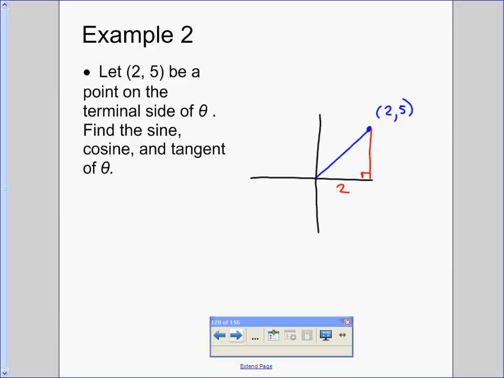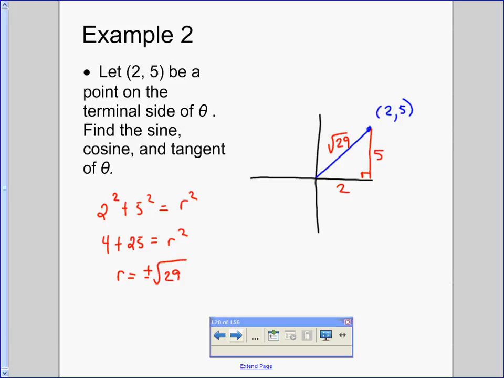And our x value is 2, our y value is 5. And so this time we're going to have to do a little work to find the hypotenuse. So we've got 2 squared plus 5 squared is equal to our radius squared. And that's going to be 4 plus 25 is equal to the radius squared. And so then our radius is plus or minus the square root of 29. So we're going to use root 29 in this case.